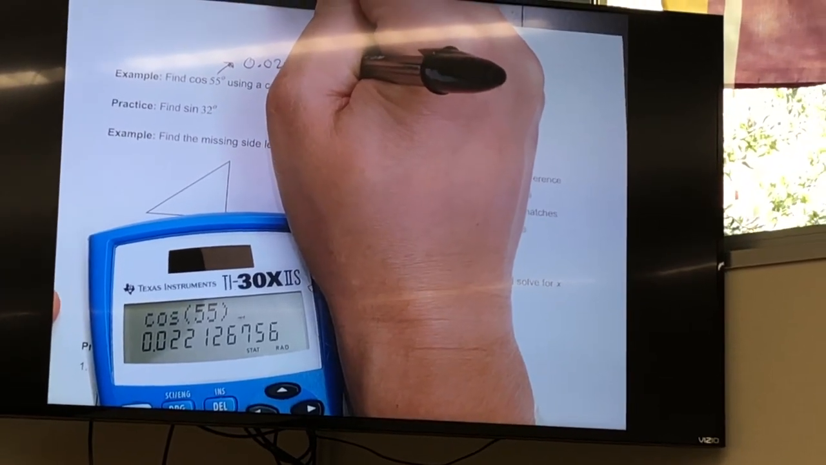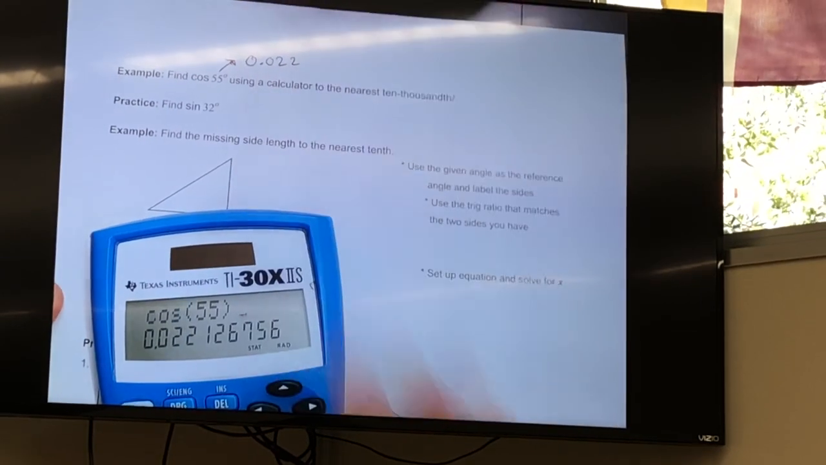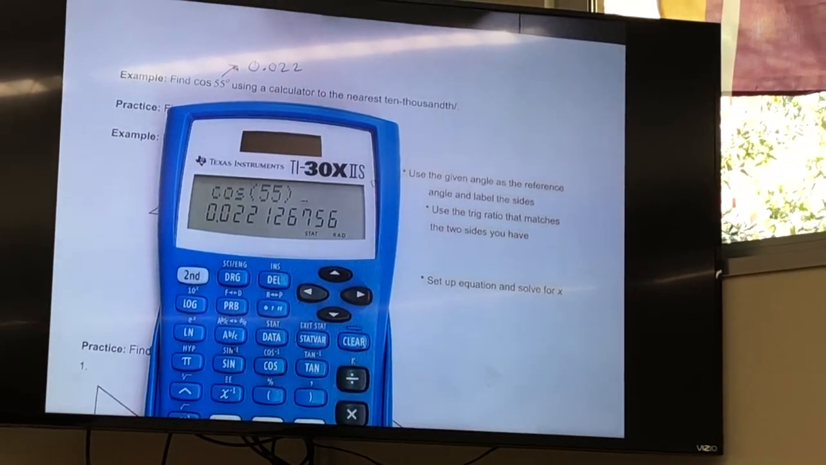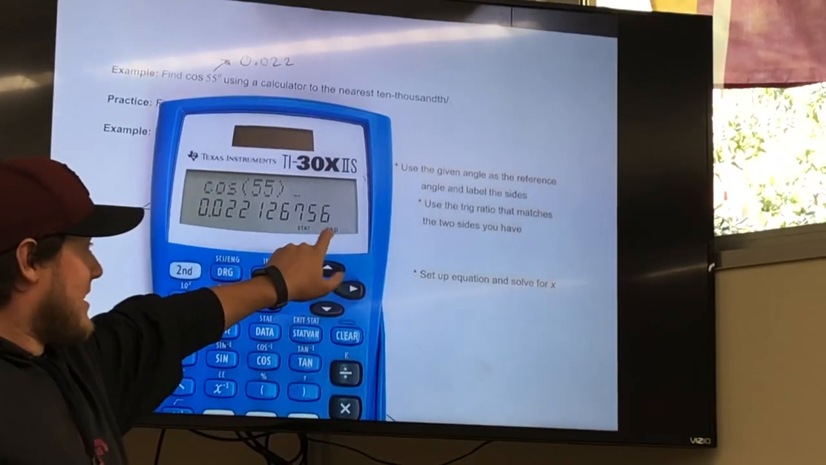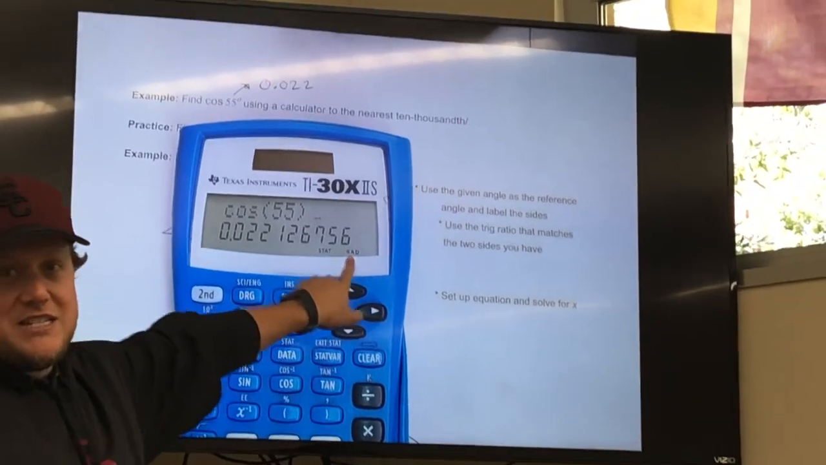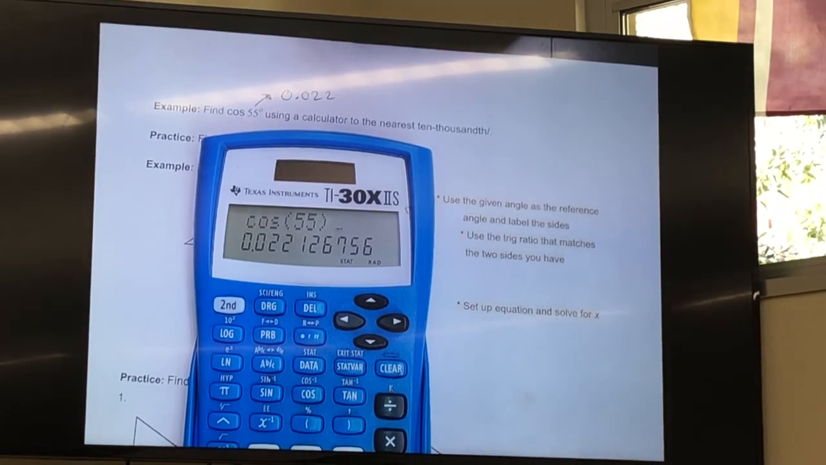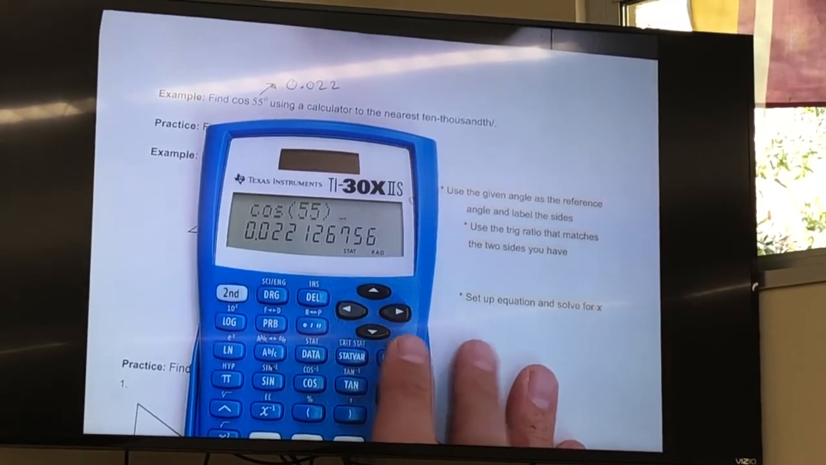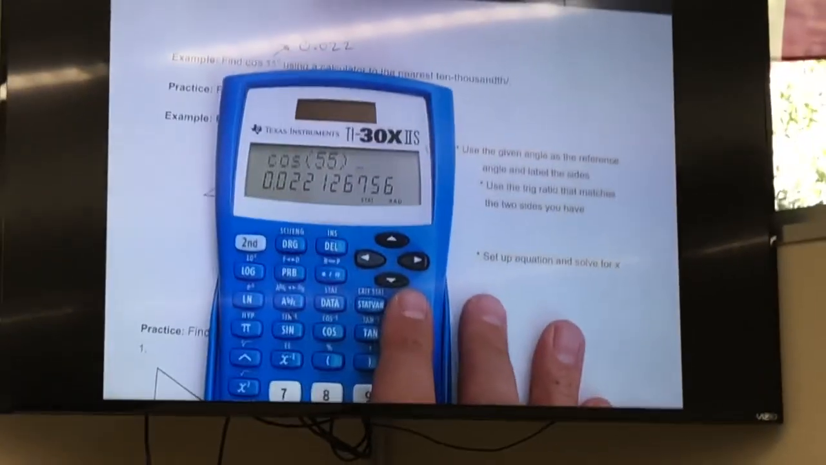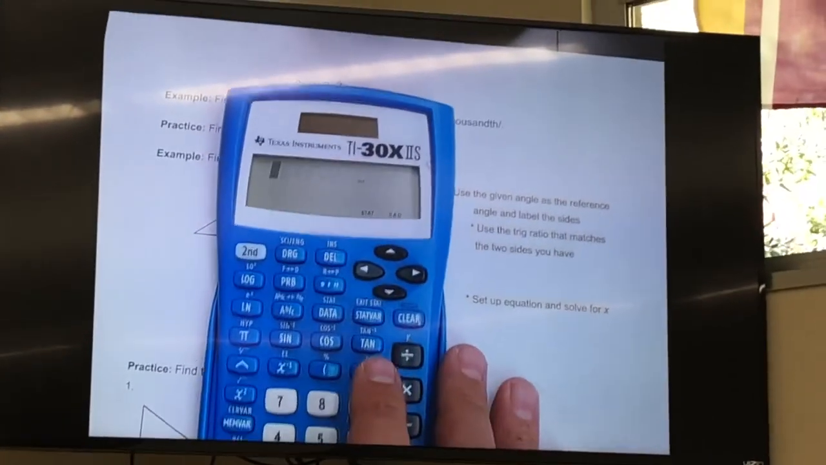What did we do wrong? Does anyone know what happened? I see it. See how that says RAD? That's radians. We need to switch your calculator. This is a great learning moment. Your calculator needs to be degrees.